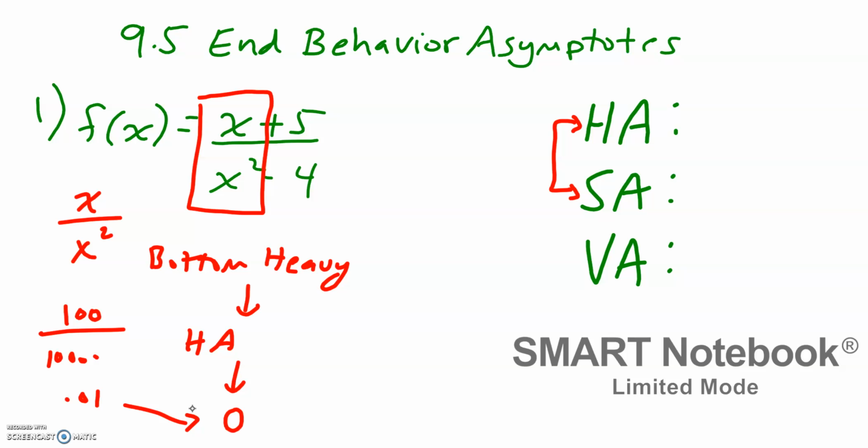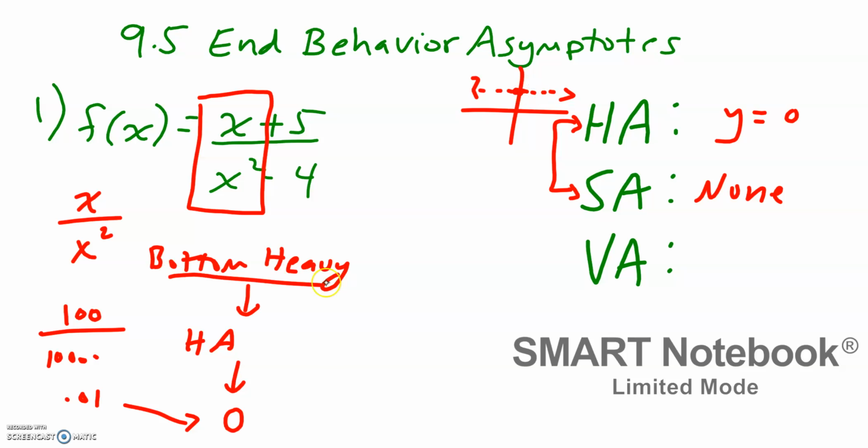Okay? So if we have a horizontal asymptote, that means this function automatically does not have a slant asymptote. The horizontal asymptote would be y equals 0. The reason it's y equals is that horizontal always looks like this. If you think about a coordinate plane, this is crossing the y-axis at a particular point. So whenever you have something that's bottom heavy, you're always approaching 0, and your horizontal asymptote will always be y equals 0.